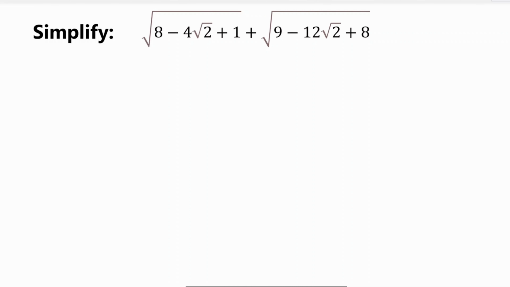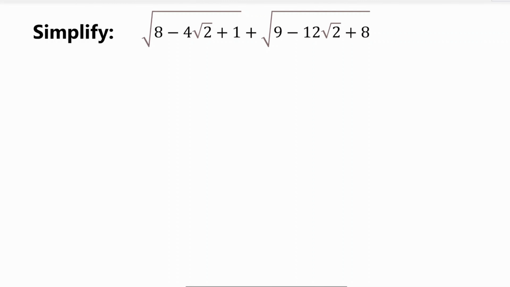Hello everybody. In this video, I'm going to be going over how to simplify this expression we have here. Okay, so let's look. We have the square root of 8 minus 4 times the square root of 2 plus 1, plus the square root of 9 minus 12 times the square root of 2 plus 8. Okay, so how do we start?